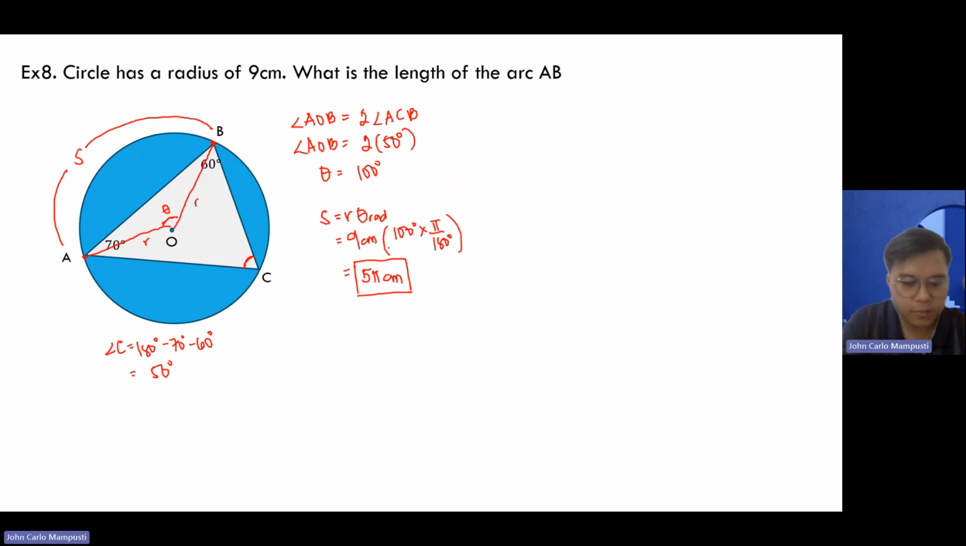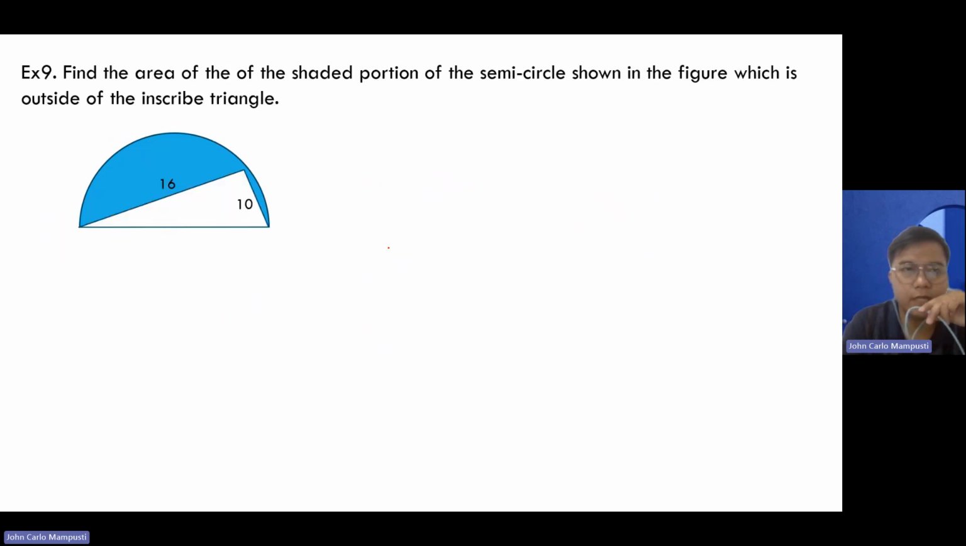Okay. Next one, proceed na tayo sa example number 9 natin. So sabi dito, find the area of the shaded portion of the same semicircle shown in the figure, which is outside of the inscribed. Okay. So this one, yung blue na shade natin. Okay, ano kaya yung area niya? So to find that area, of course, area is equal to area ng semicircle natin minus area ng triangle. Pero tingnan natin kung anong klaseng triangle ito.